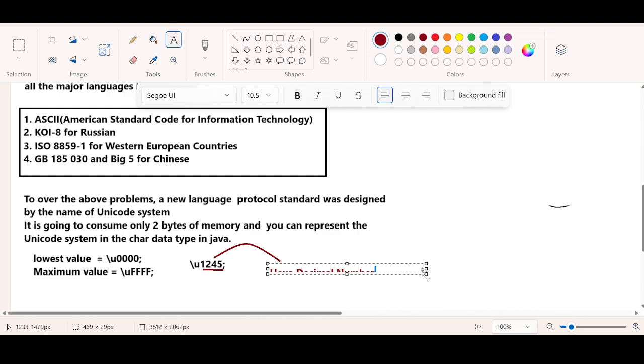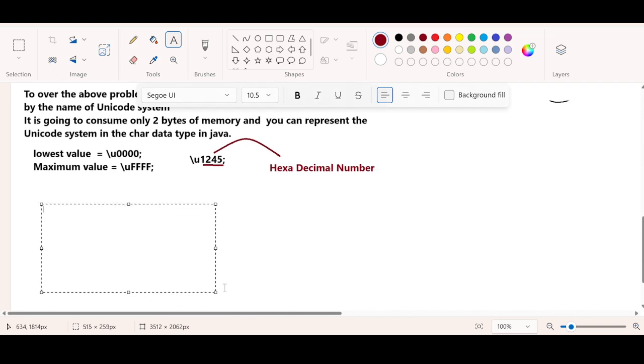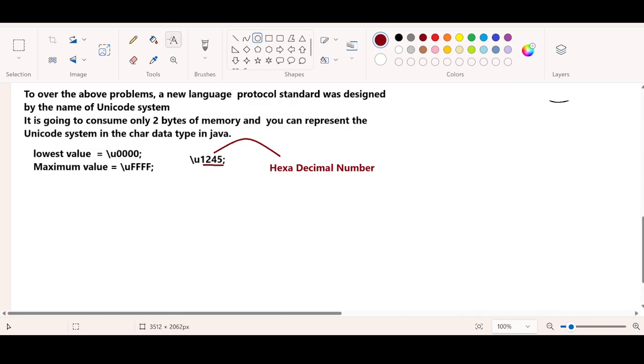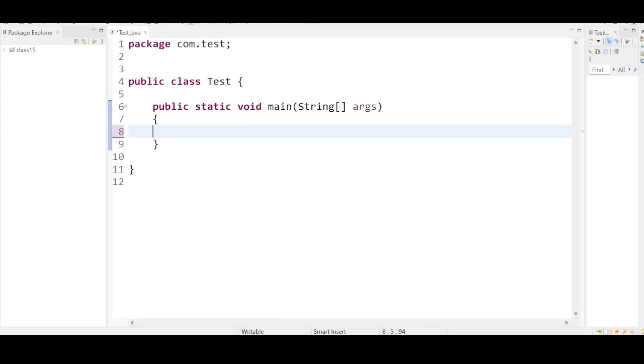So, the Unicode as a chart, guys, in real time. There are some set of numbers, and for each particular Unicode, there is a value. For example, to understand this, let me take a small Java program. Focus here. I just want to represent a Telugu letter or Tamil letter or Hindi letter in the form of the Unicode system.